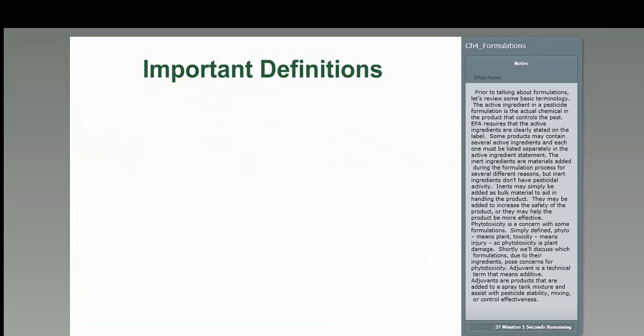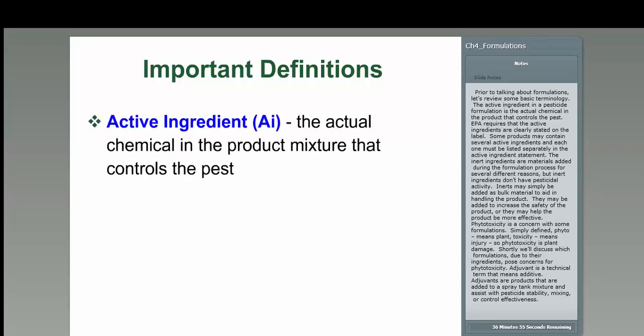Prior to talking about formulations, let's review some basic terminology. The active ingredient in a pesticide formulation is the actual chemical in the product that controls the pest. EPA requires that the active ingredients are clearly stated on the label. Some products may contain several active ingredients, and each one must be listed separately in the active ingredient statement.